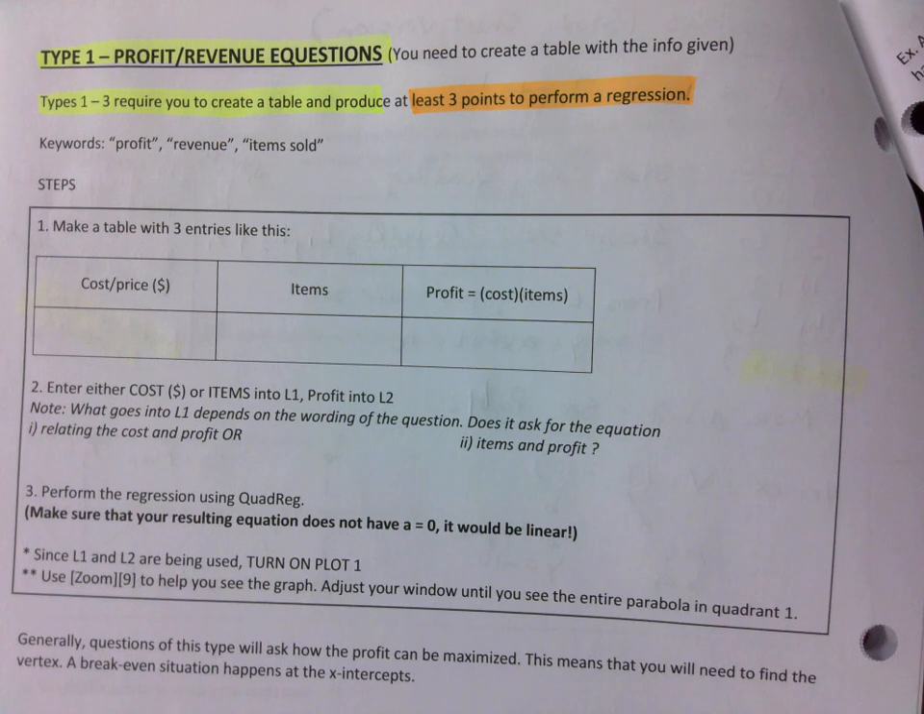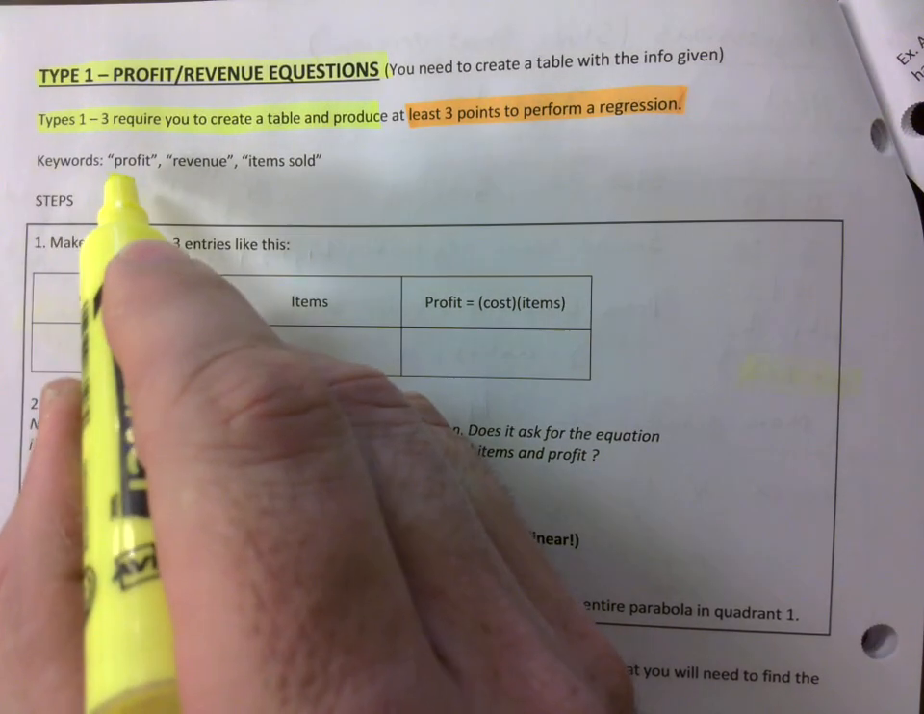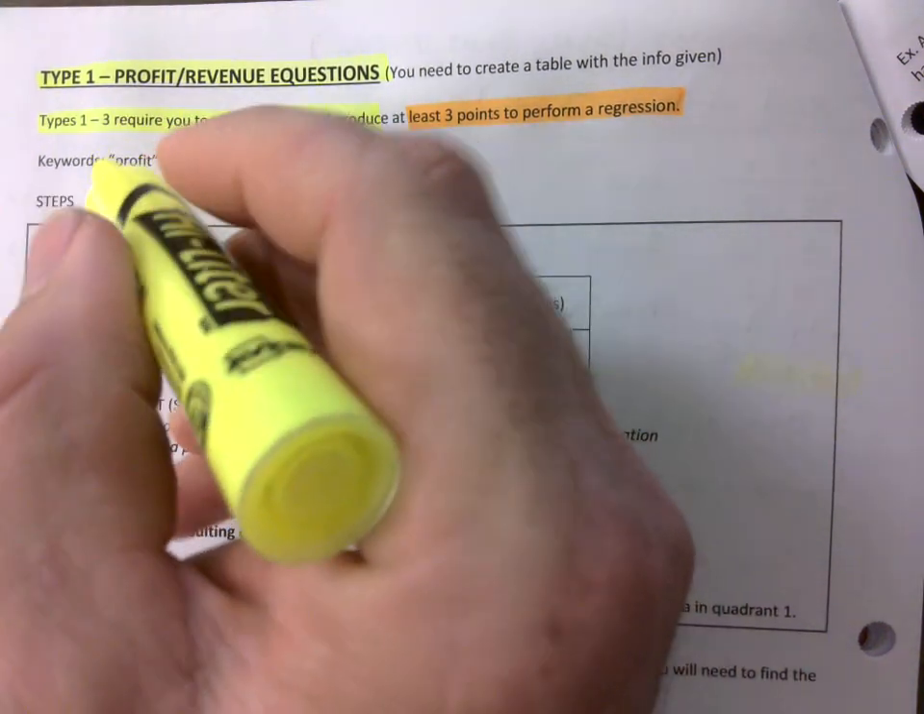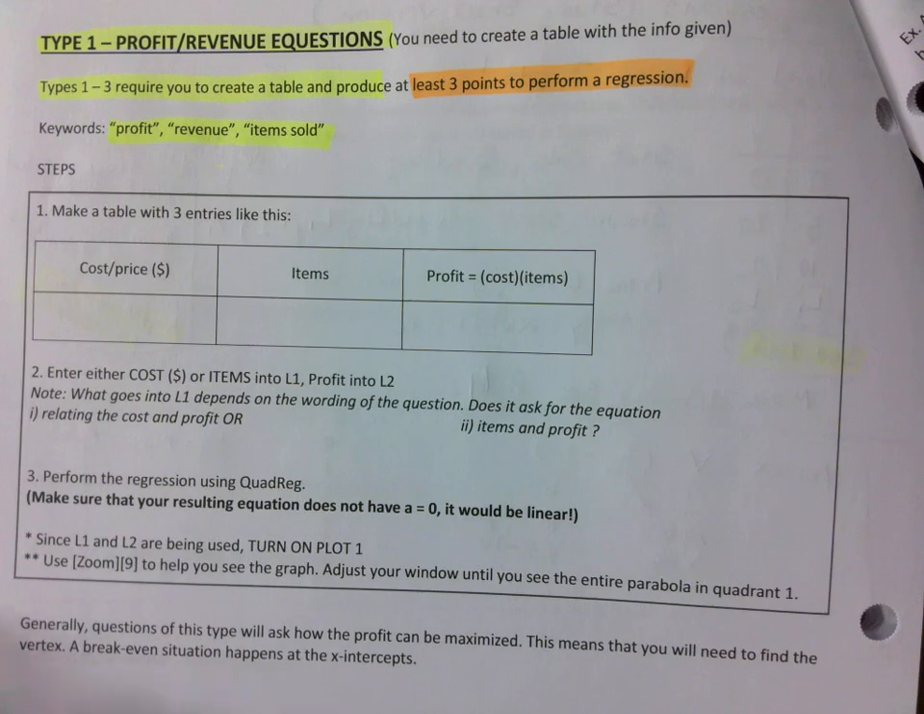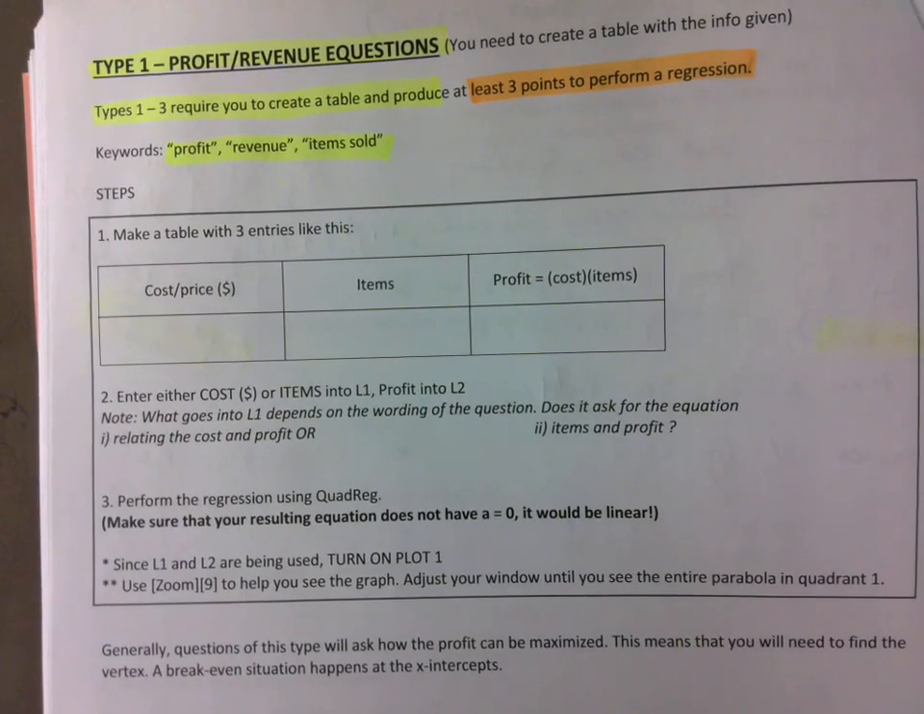And profit, revenue, it will have to do with money. So if you see money, chances are we're going to be in this category right here. Keywords are profit, revenue, items sold. If you see any of that, you're probably in this category. How will you approach this?